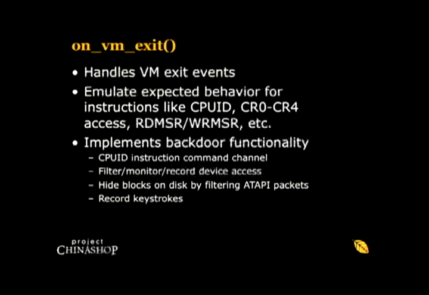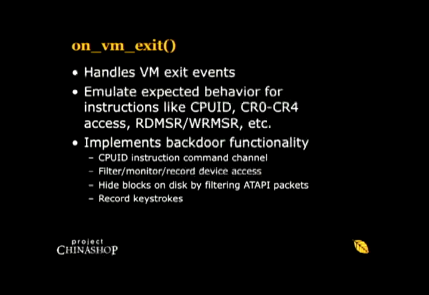How I did it is I used the CPUID instruction as a command channel. I did that because CPUID is unprivileged. You can execute it as a normal user. And it always causes a VM exit. So it always passes control back to my hypervisor. It can see what's going on and take action. And this is where you'd also look at device access and filter it.